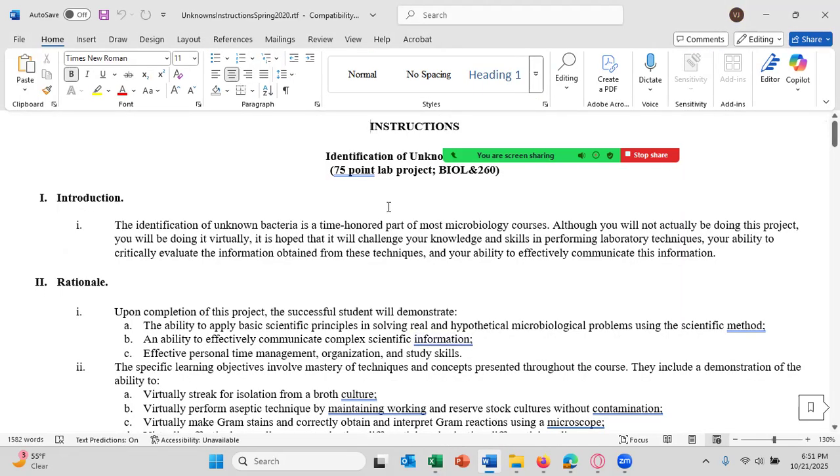So this is a 75-point lab project where you're going to be identifying your unknown species. You won't be given a bacteria because everything we do is online. You'll be given a number that represents a bacteria species. You will also be given 3 tests at the beginning that I choose, not you.